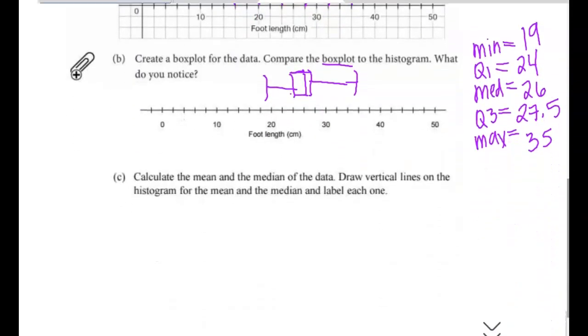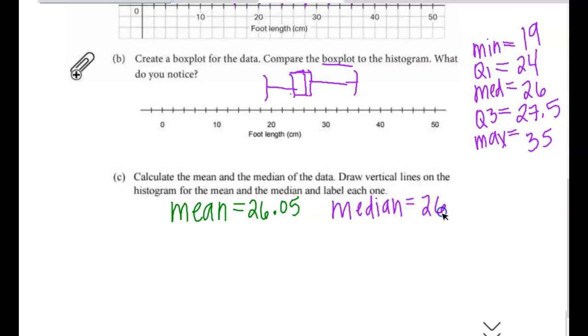Calculate the mean and the median of the data. Who can calculate that for you? Desmos. So go ahead and type. What's the mean? The mean is 26.05. Good. Write it down. And the median, we already have it, right? What's the median? 26. Okay.